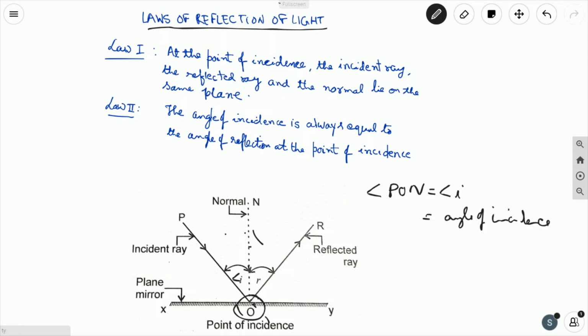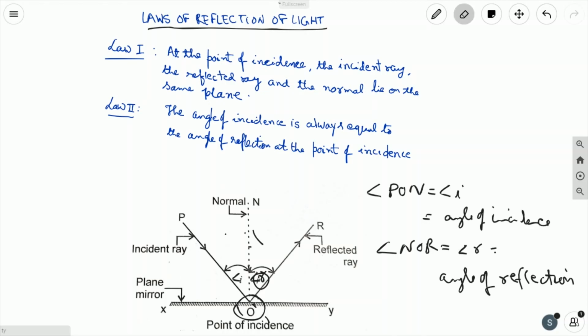And the angle of reflection. What is the angle of reflection? It is angle r. We see that angle NOR is equal to angle r. This is the angle of reflection. So angle NOR is equal to angle r, which is the angle of reflection. And this is the angle of incidence. So we can see here, according to law 2, the angle of incidence is always equal to the angle of reflection.